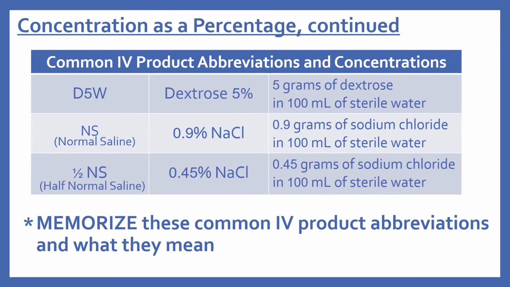NS stands for normal saline, and that is 0.9% NaCl, which is sodium chloride. This means a concentration of 0.9 grams of sodium chloride in 100 milliliters of sterile water. Then there's half NS, which is half normal saline. This is 0.45% NaCl, which is sodium chloride. And the concentration of this would be 0.45 grams of sodium chloride in 100 milliliters of sterile water.